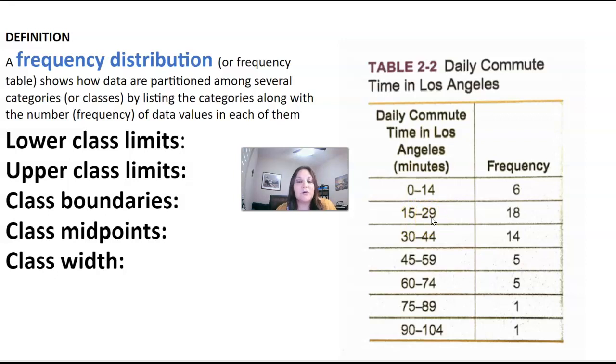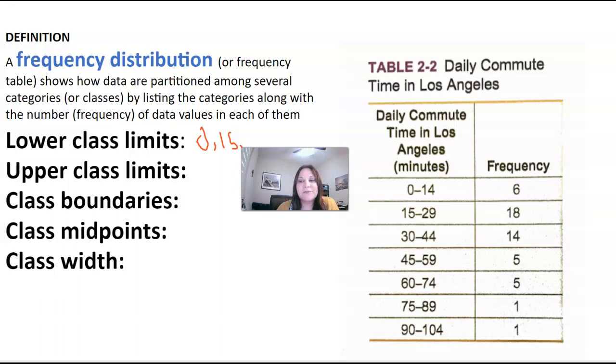So some of the questions that you're going to have to answer in the homework have to do with very specific parts of this table. The lower class limits and the upper class limits are all the numbers that either begin the interval or end the interval in each class. So the lower class limits, if you have to answer that question, would be 0, 15, 30, 45, 60, 75, 90. Those are all your lower class limits. And then your upper class limits are 14, 29, 44, 59, 74.